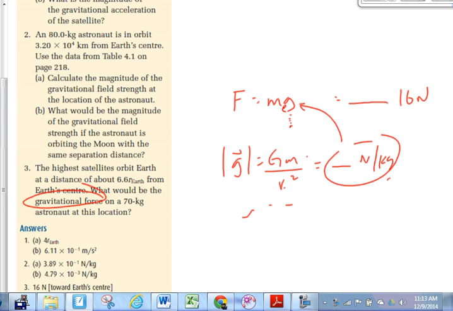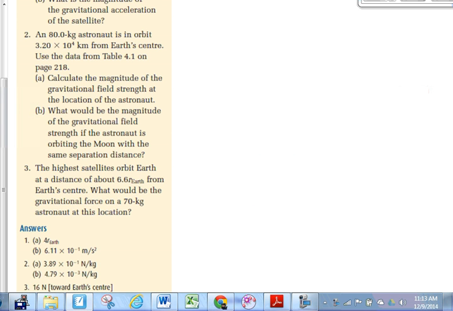The alternative? Why don't we just say F is equal to G m1 m2 over r squared? This isn't really a field question, is it? They're asking for the force. So just use the force equation, G m1 m2 over r squared. We got all the data there. Plug in the numbers and solve. 70 kilograms, 5.97 times 10 to the 24, and then 6.6 times whatever the radius of the Earth is, square it, get 16 newtons.